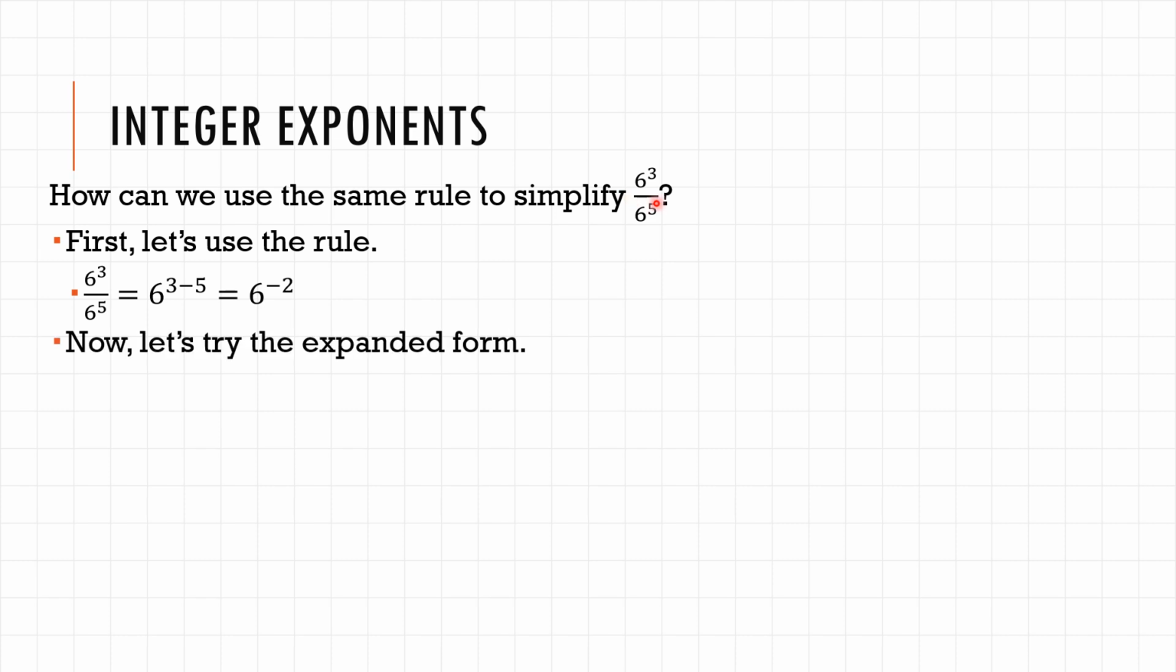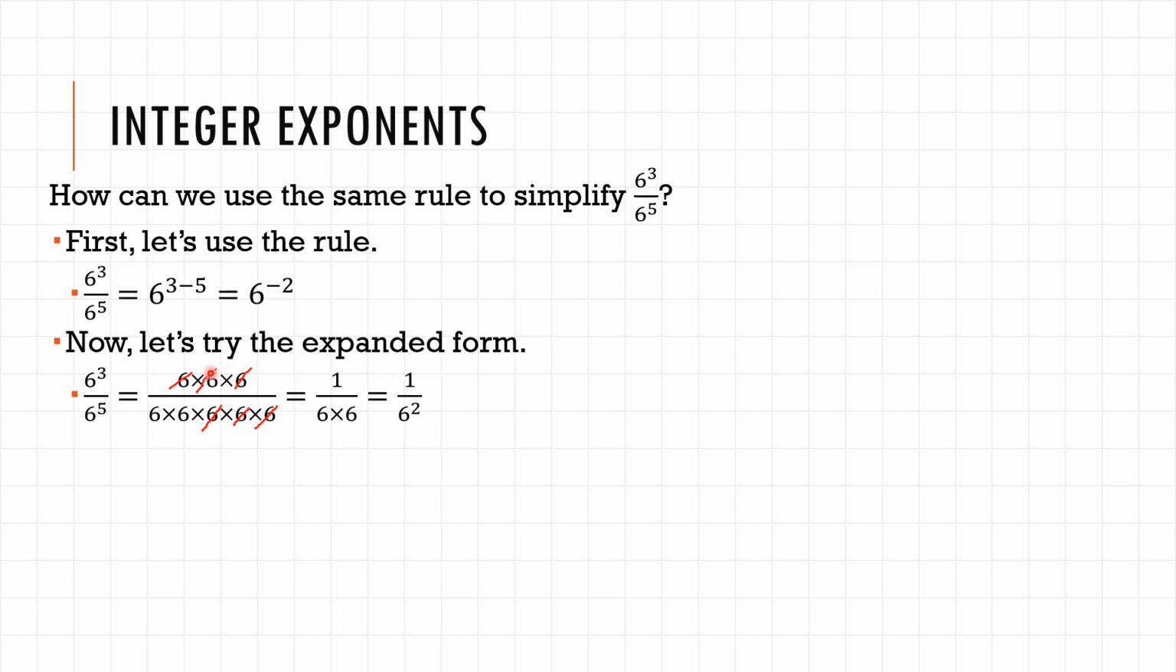So let's try that. Let's make this its expanded form. This would be 6 times 6 times 6. That's our numerator. 6 times 6 times 6 times 6 times 6 is our denominator. And then some of these would cancel each other out, right? Just like this. And we would be left with just 1 in the numerator and 6 times 6 in the denominator, which I could rewrite as 6 squared. I have 1 divided by 6 squared.